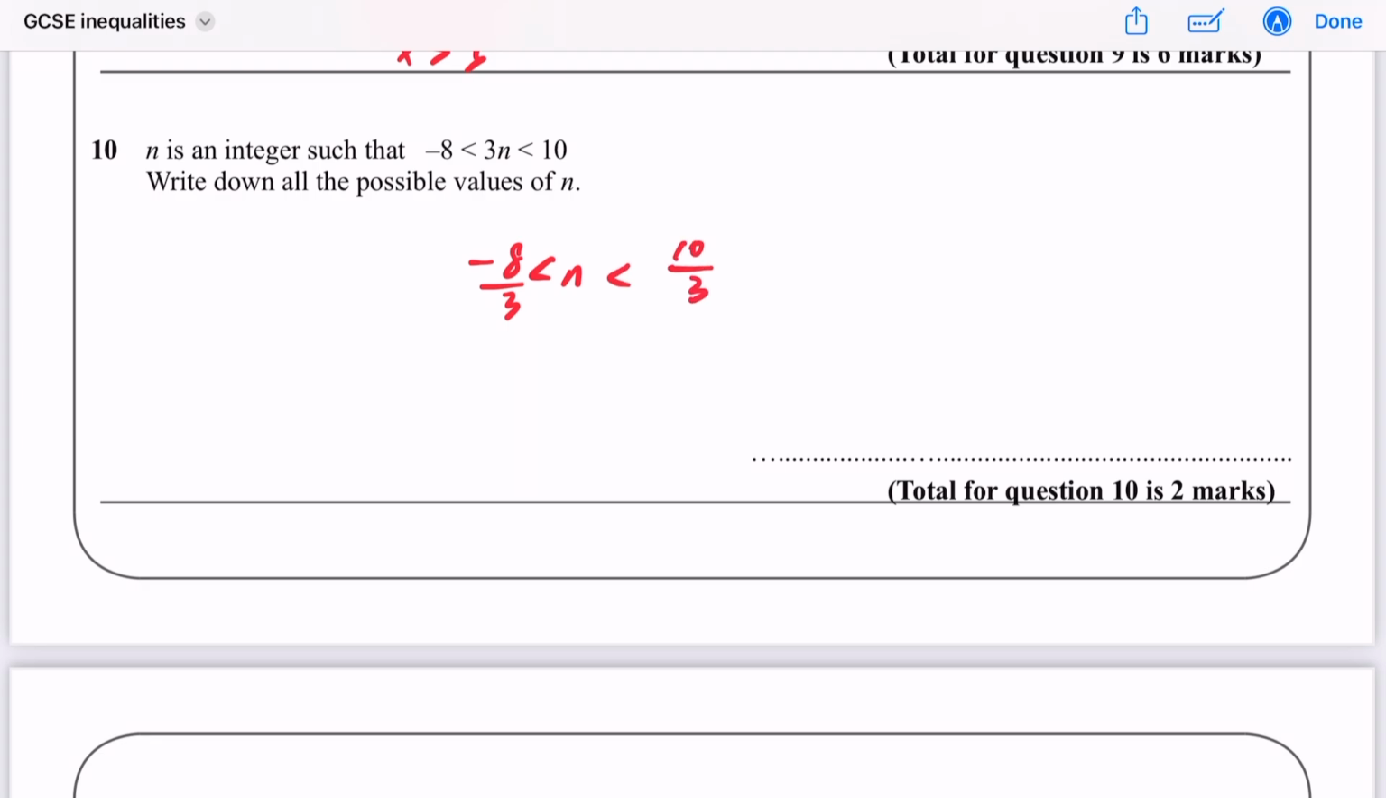I was going to convert everything into a decimal, and then I realized that it's probably going to be recurring decimals, so don't worry, I'm just going to put it as a fraction. n is less than 3 and 1 over 3. n is greater than minus 2 and 2 over 3. Okay, so in this case, I think n could equal minus 2, minus 1, 0, 1, 2, 3. And these are all the values for this question.